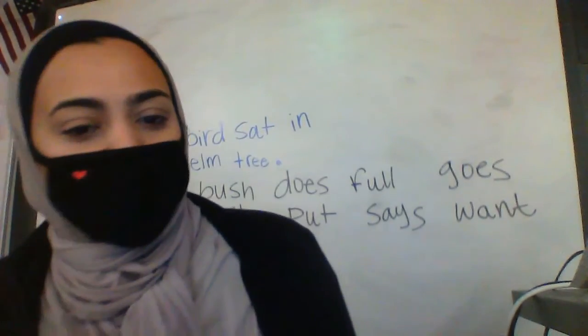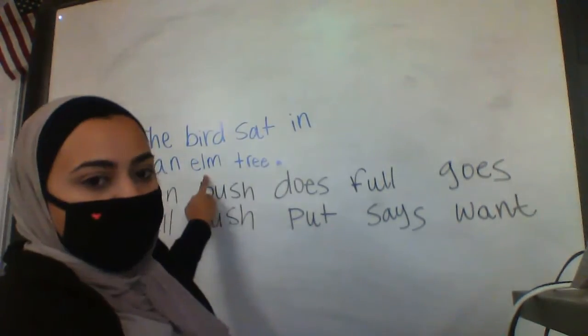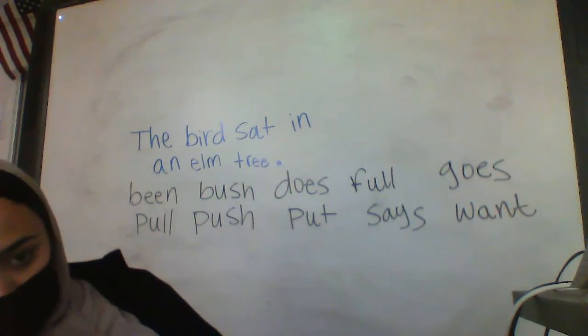Write the sentence on the lines at the bottom of your paper. Make sure you begin the sentence with a capital letter and put something at the end of the sentence. Okay? So on the line, you should have written, the bird sat in an elm tree. It should look like that.